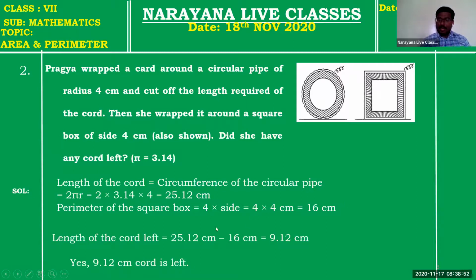Now, the length of the cord left is what? That is 25.12 minus 16. We will be getting 9.12 centimeter. So the cord Pragya is left with is 9.12 centimeters.